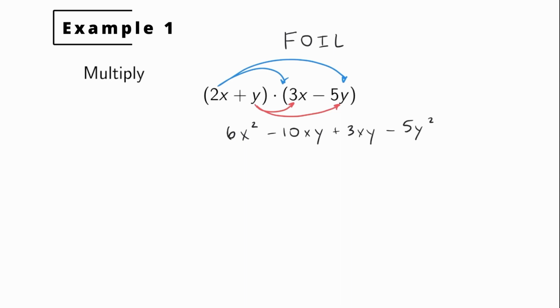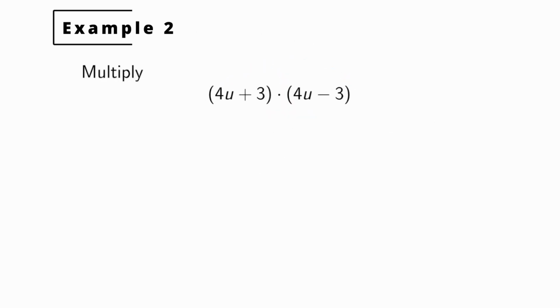And the last step here is to make sure we can simplify. You'll notice we have two like terms here. Each of these terms has xy as its variable, which means we can add them together. So we have negative 10xy and then 3xy, so that's going to give us negative 7xy. So we get 6x squared minus 7xy minus 5y squared. And that's it.